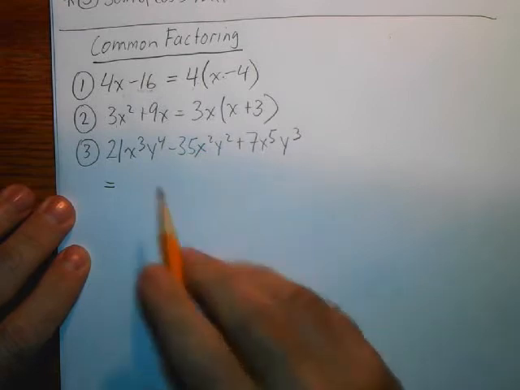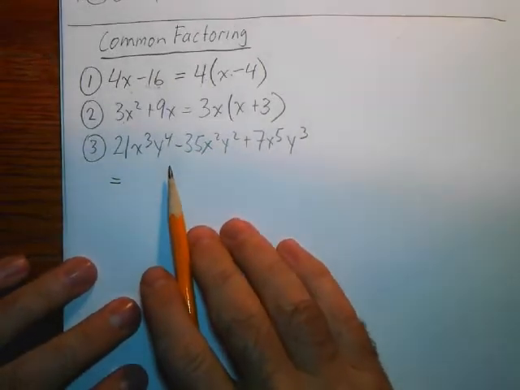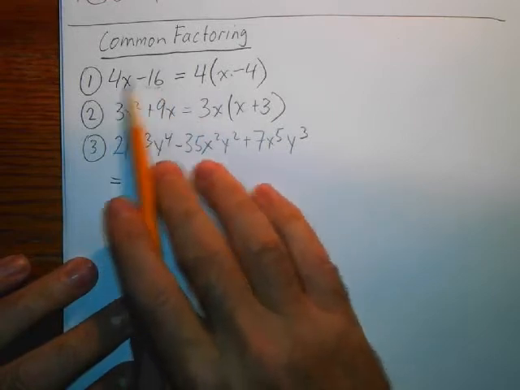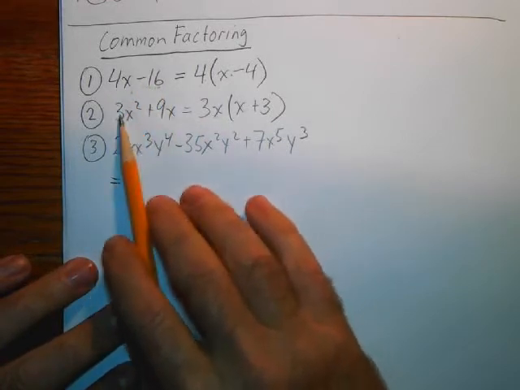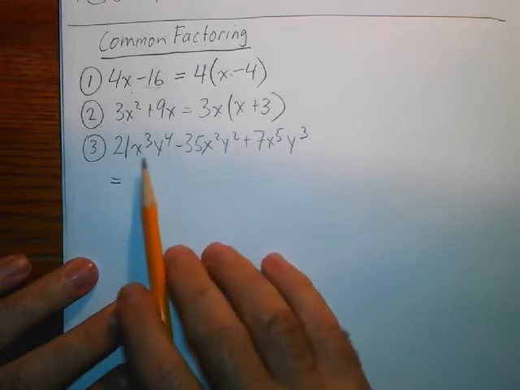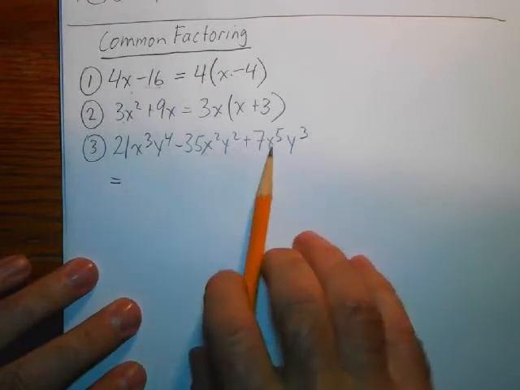Now this is a little trickier for 2 reasons. One, we've got 3 terms instead of the previous ones were binomials. They had 2. This is a trinomial, but it's not your trinomial factoring because it's got x's and y's in it.